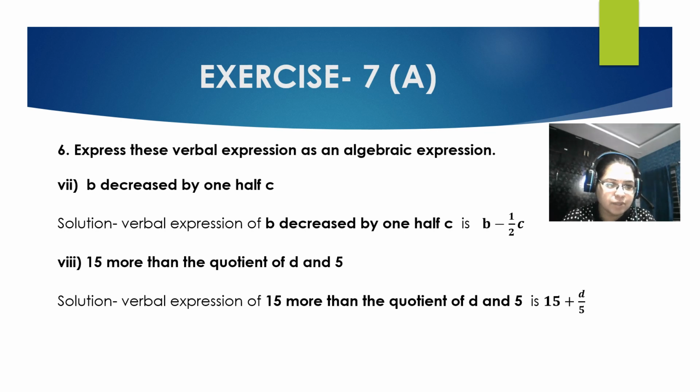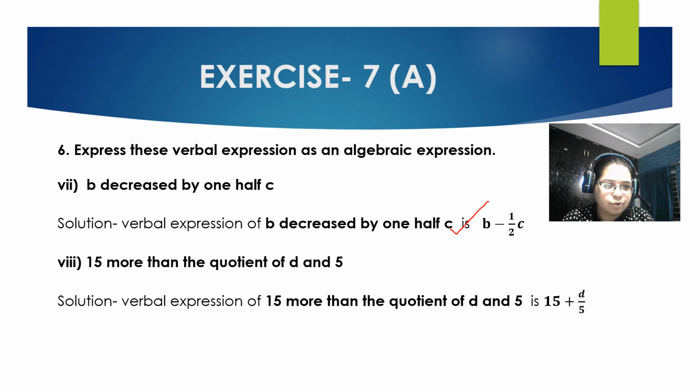Now seventh bit, b decreased by 1 half c. Here decreased by will be represented with minus symbol and 1 half will be represented with 1 divided by 2. So verbal expression of b decreased by 1 half c will be b minus 1 divided by 2 c, 1 half b minus half c.